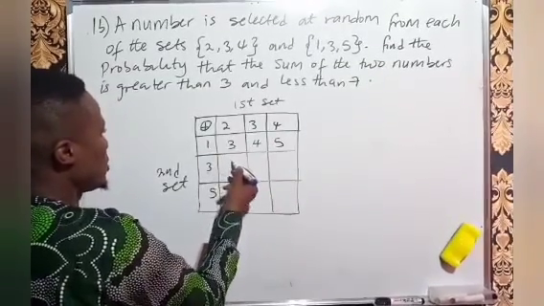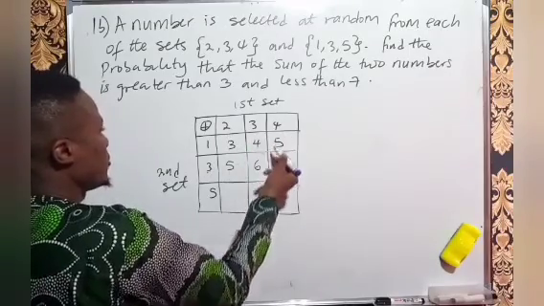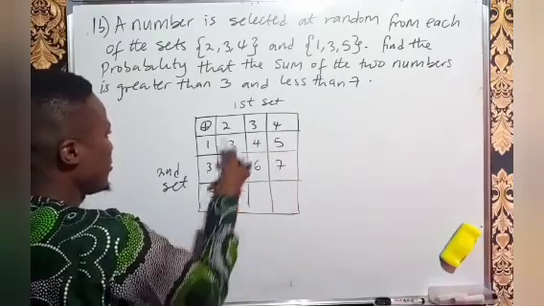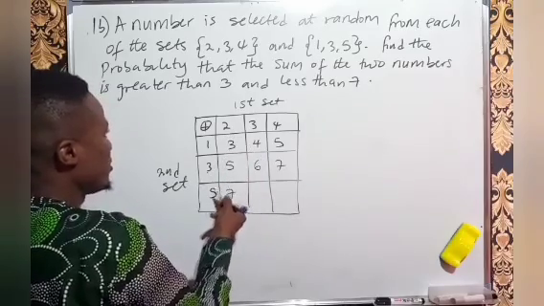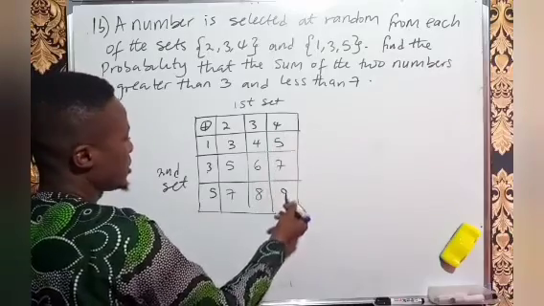3 plus 2 is 5. 3 plus 3 is 6. 3 plus 4 is 7. 5 plus 2 is still 7. 5 plus 3 is 8. And 5 plus 4 will give us 9.